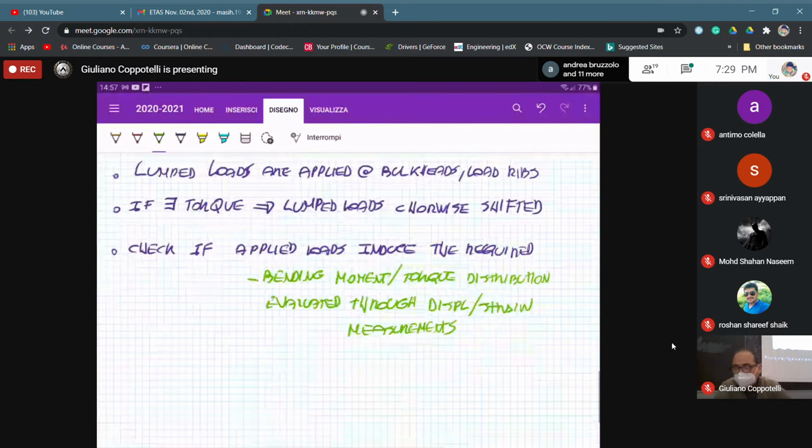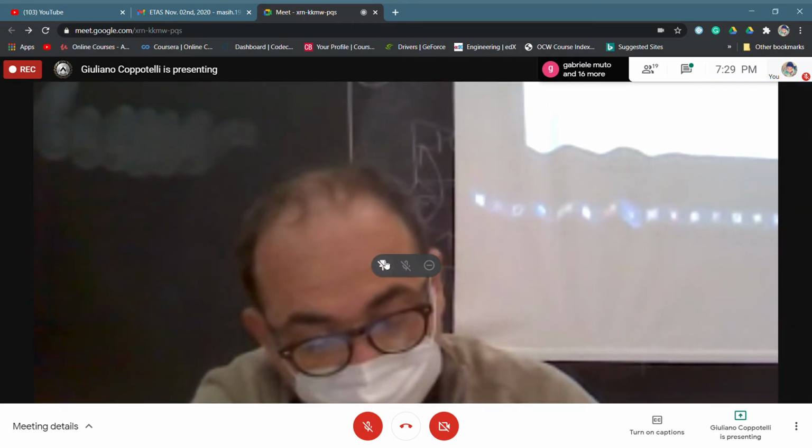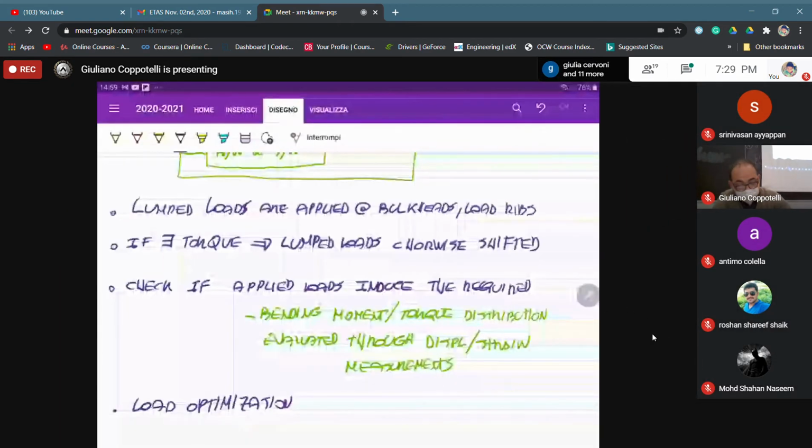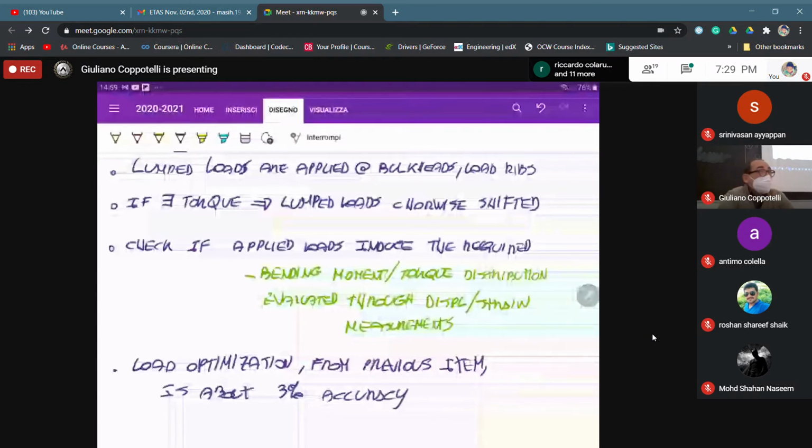Just to remark that we can say that this loading procedure, this load optimization process, okay, is about 3% in accuracy, and that is very high.